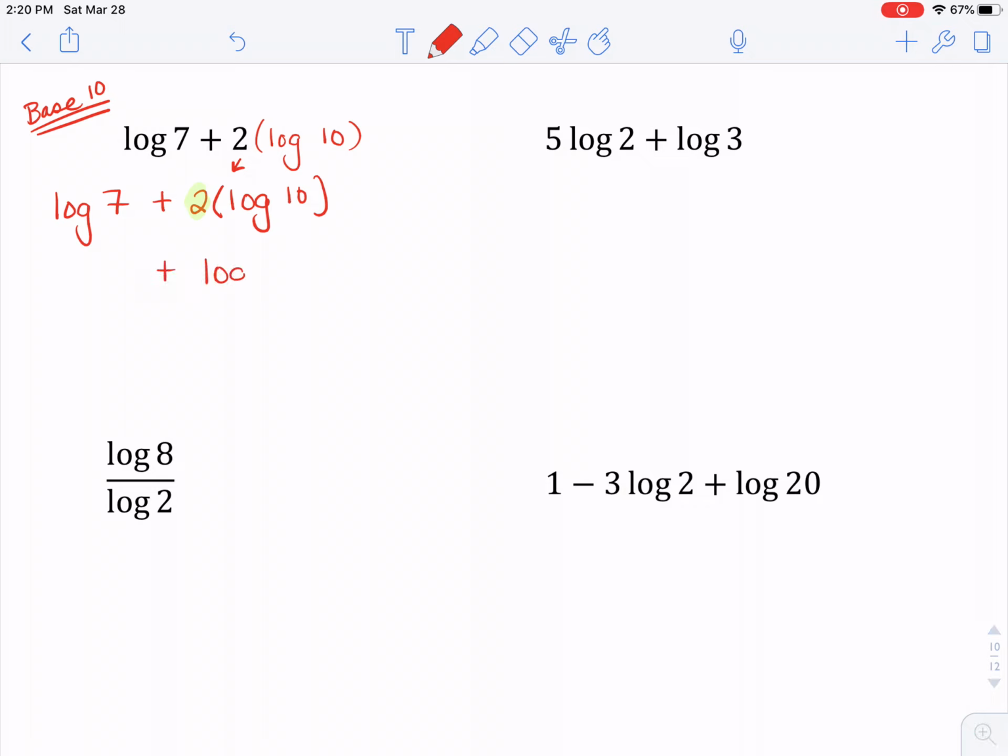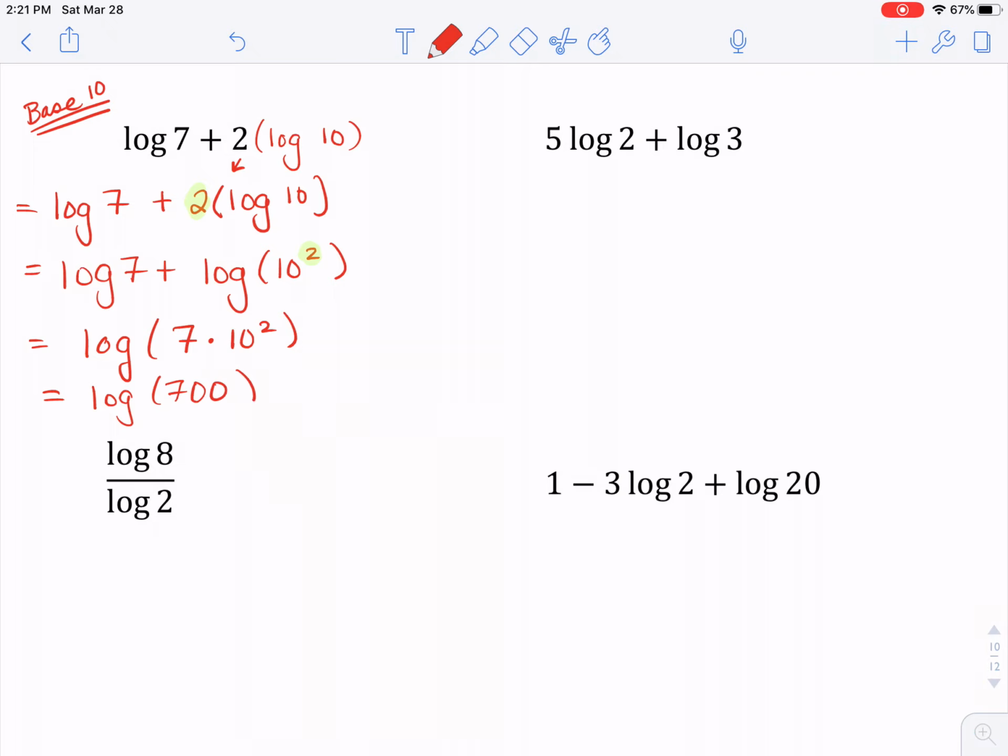So I'm going to rewrite this as log 10 to the power of 2. So that 2 becomes the exponent, which is kind of cool because we have log of 7. Now we have logs with the same bases being added. So now that we are adding them, we can rewrite them as a multiplication problem. In fact, log of 7 times 10 squared is the log of, yep, you got it, 700.